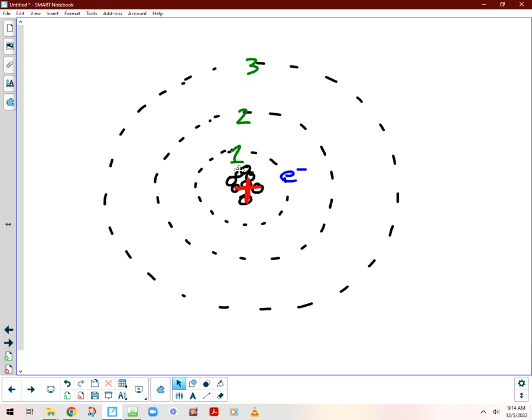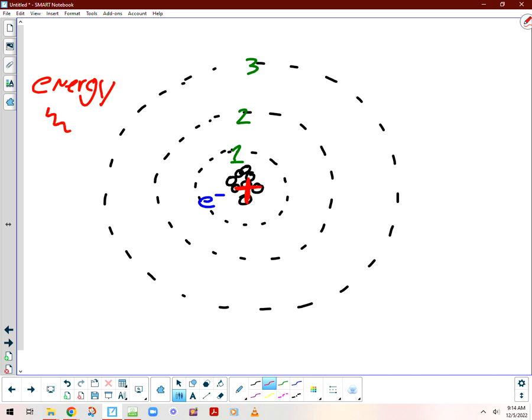Now, every once in a while, because these electrons are in motion constantly all over this atom, something is going to happen to this atom, and this atom is going to absorb energy. Now, that energy could be electricity, it could be heat, it could be light, it could be any number of different forms of energy. But that energy is going to come in, and it's going to get picked up by one of these electrons.